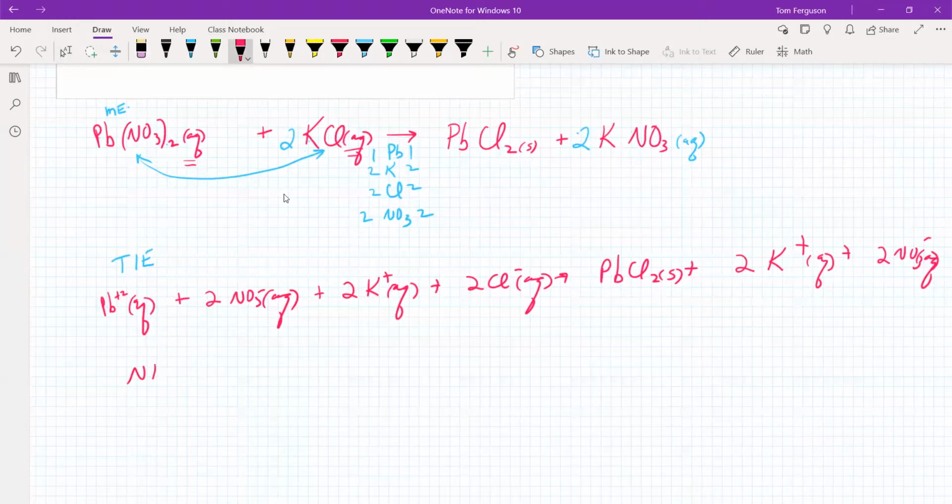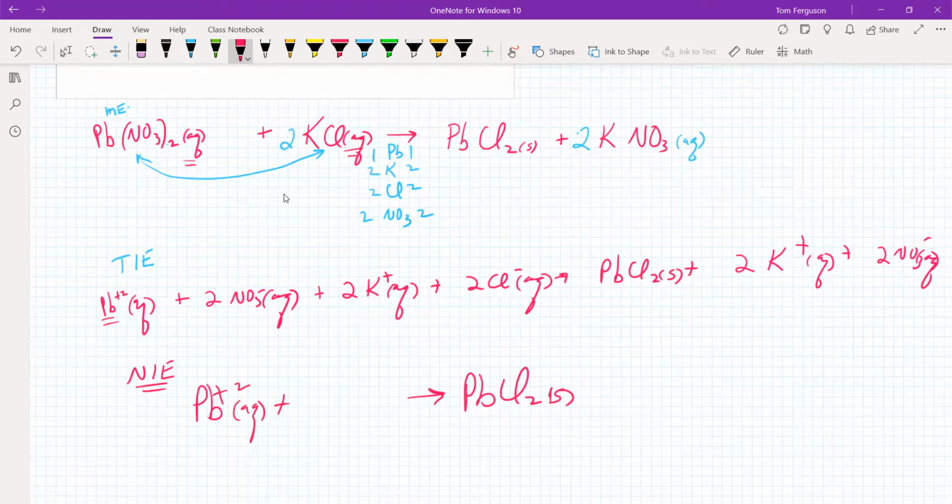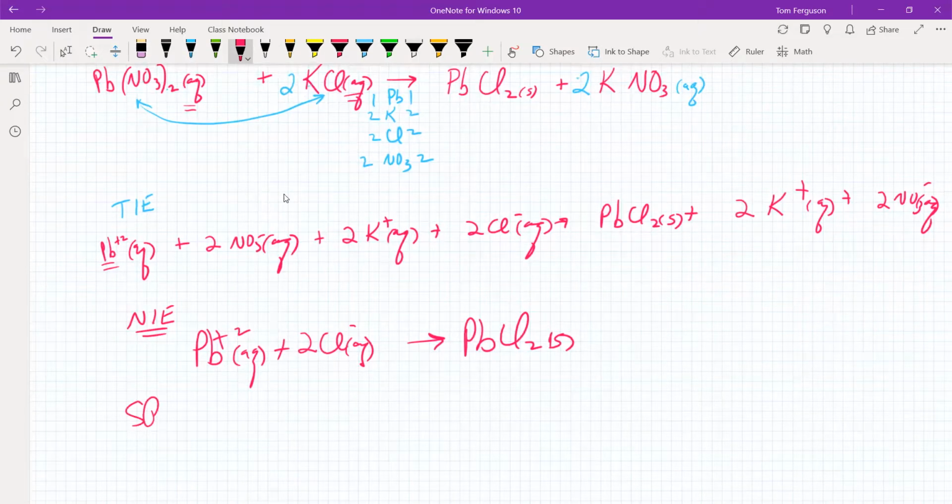The net ionic equation, did we produce a solid, liquid, or gas? Yes. We made lead chloride solid. And how do we make that? We made it with the lead. We made it with the chlorides. And that's the net ionic equation. Spectator ions are the ones that appear on both sides of the equation that didn't do anything. That would be the nitrate and the potassium.